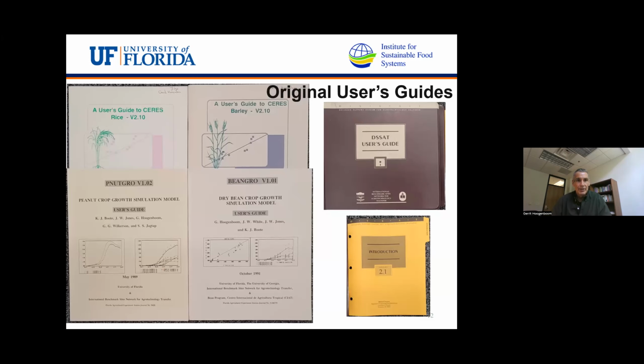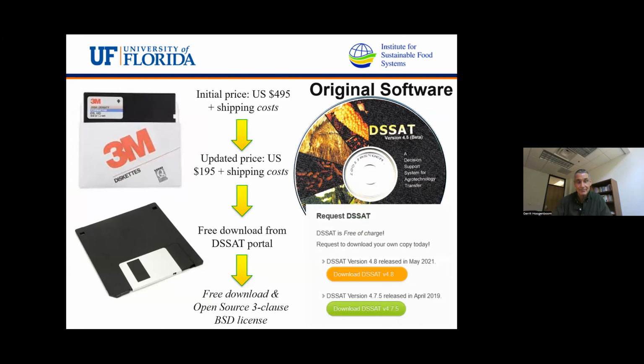Here are some of the original user guides for the different individual models. We had a model, as I showed you earlier, for rice called CERES rice. We had a model for barley and for wheat. We got a dry bean model and a peanut model, which were all combined in these very old user guides, which are now more or less stored in what we refer to as the DSSAT Museum.